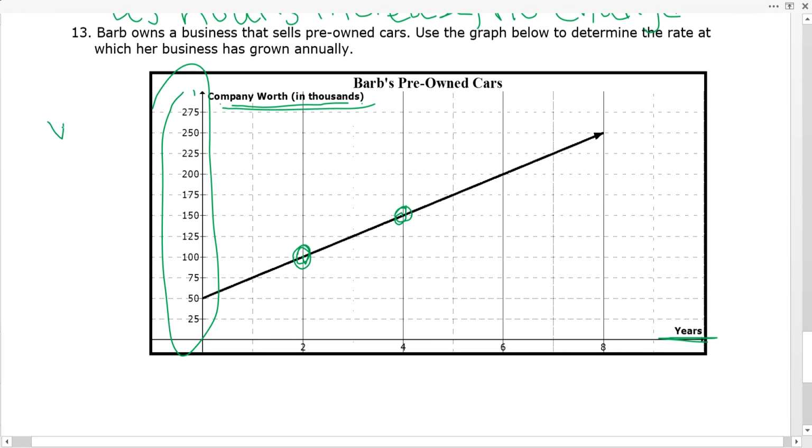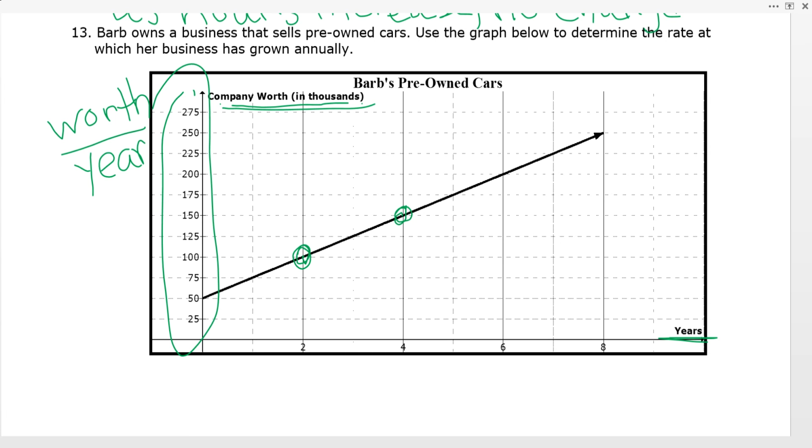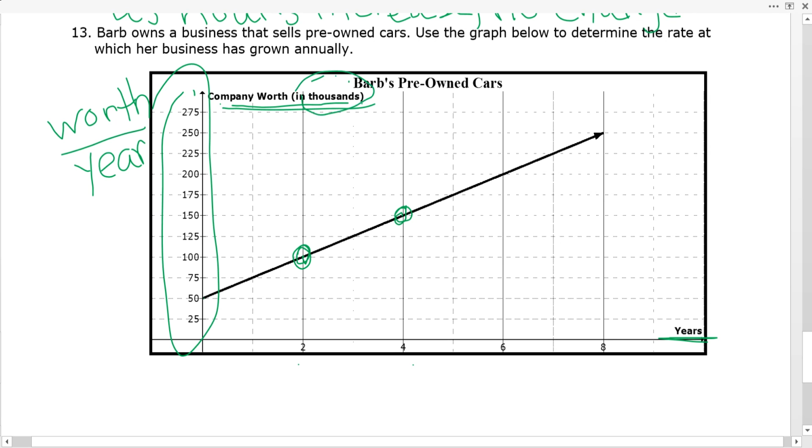So my slope is going to be worth per year, because my y word goes on top and my x word goes on the bottom. Okay, so my years are whole numbers. My worth is in thousands, which means I have to add 1,000 to that. And I'm looking at rise and run. So my rise goes from 100 to 150. So that's 50,000. And my x goes from 2 to 4, which is 2.